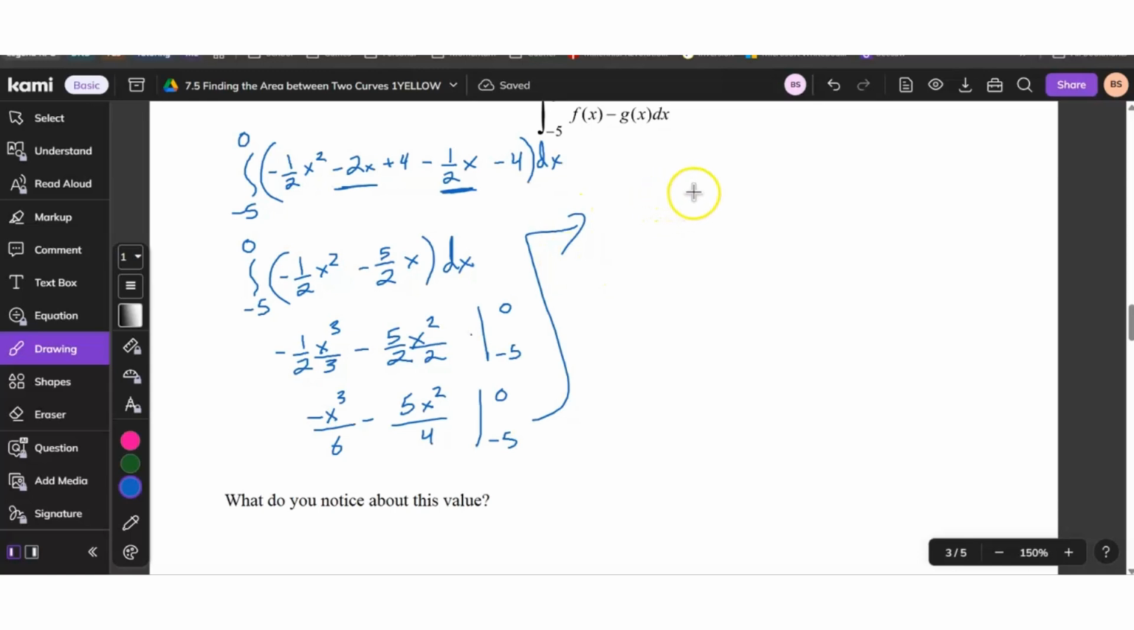Nice and easy. When we put in 0, it's all just 0. Minus, now we plug in -5. -5 cubed is -125 times -1 is +125 over 6. Minus, -5 squared is 25 times 5 is 125 over 4.